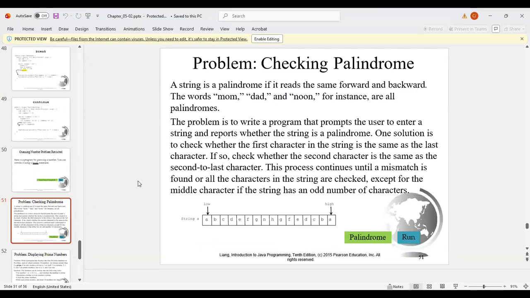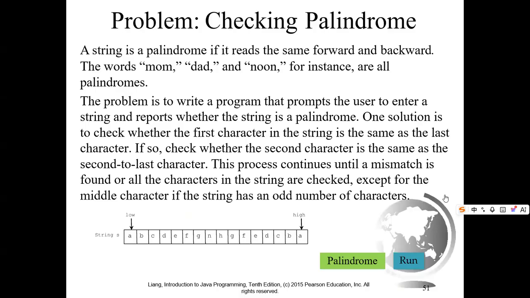Problem: checking the palindrome. It is a pretty classical question in LeetCode. Let's have a look. What is a palindrome? We say a string is a palindrome if it reads the same forward and backward. The words mom, dad, and noon, for instance, are all palindromes.